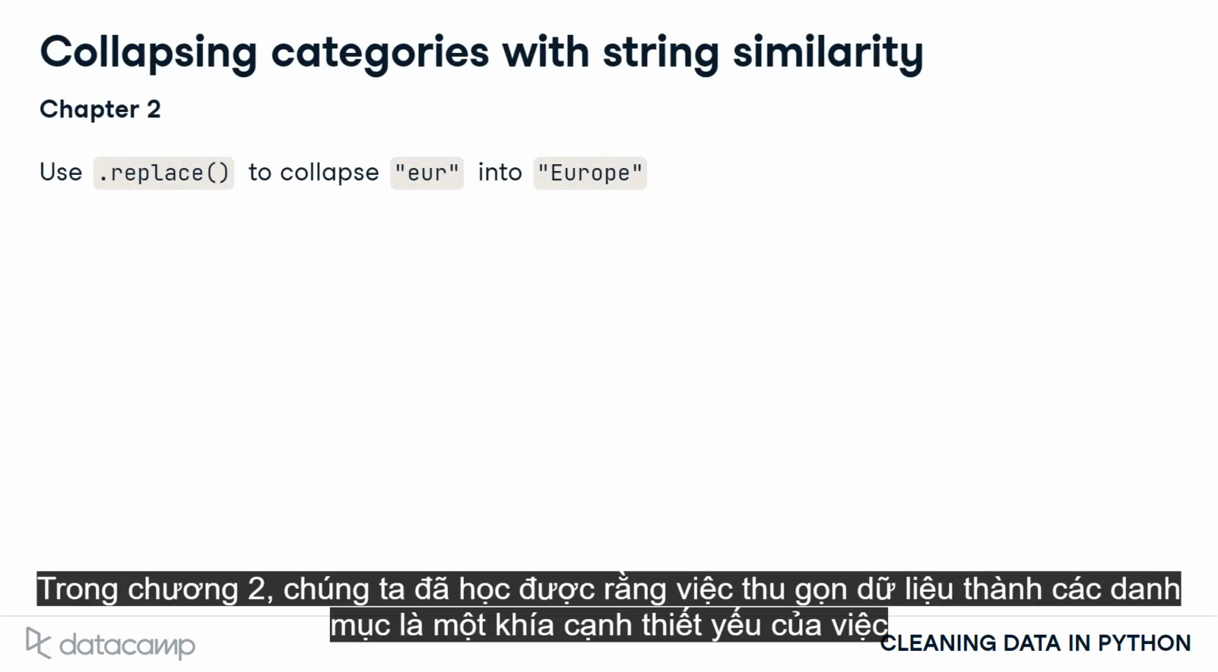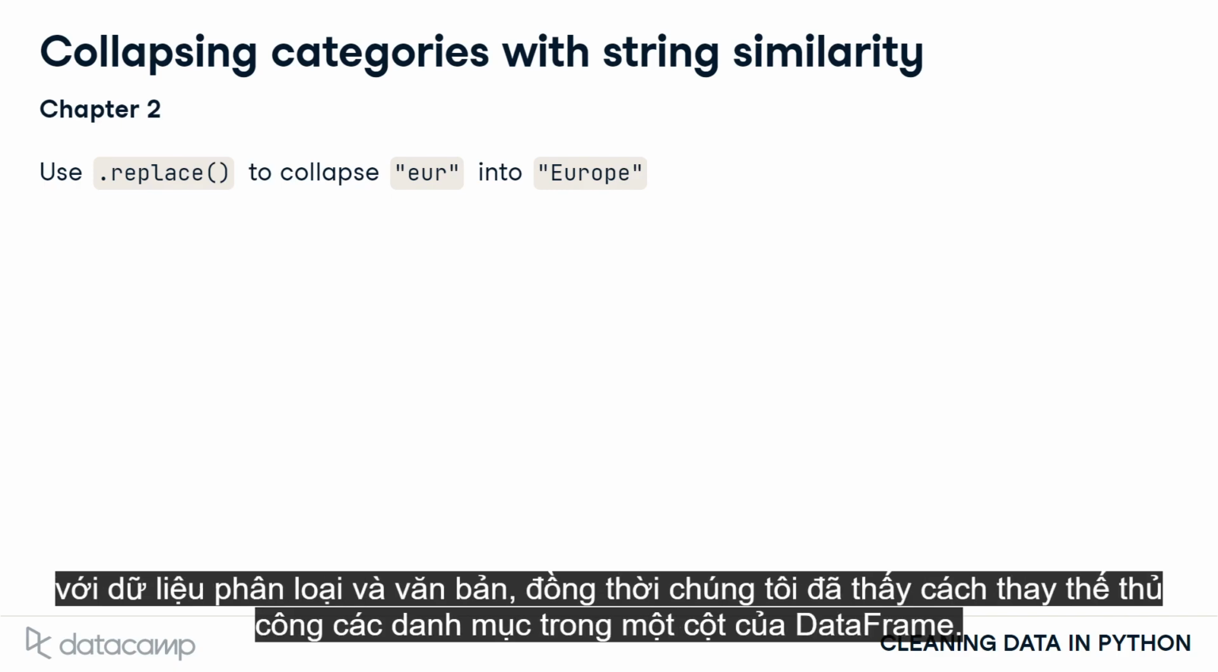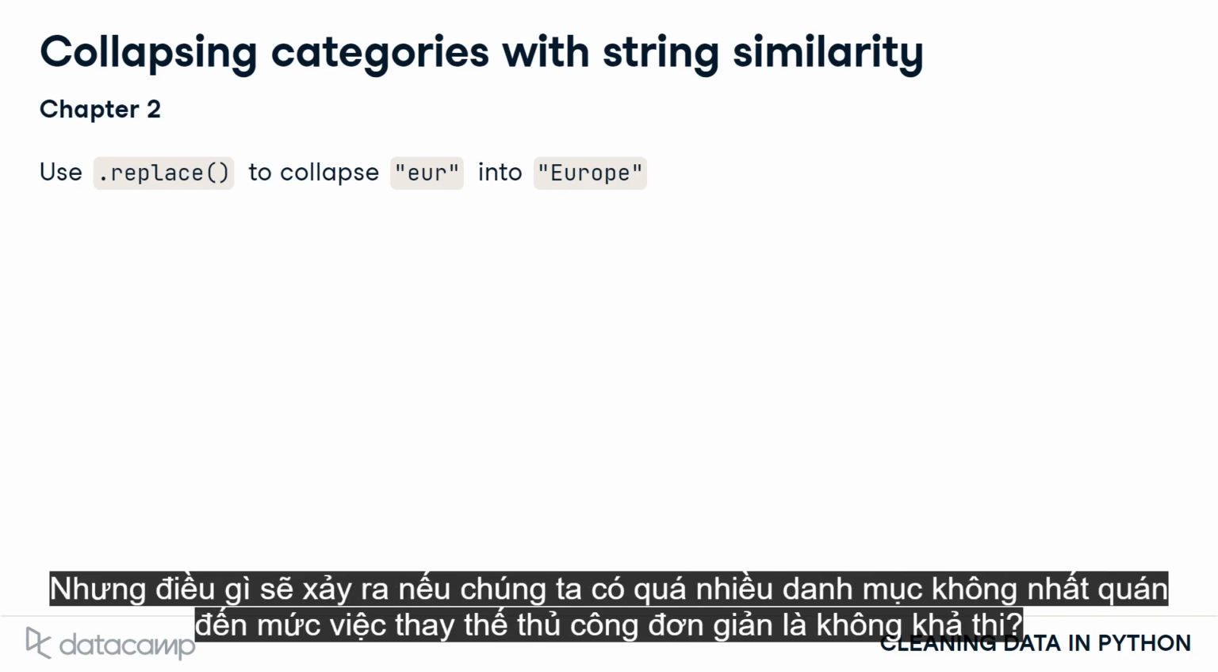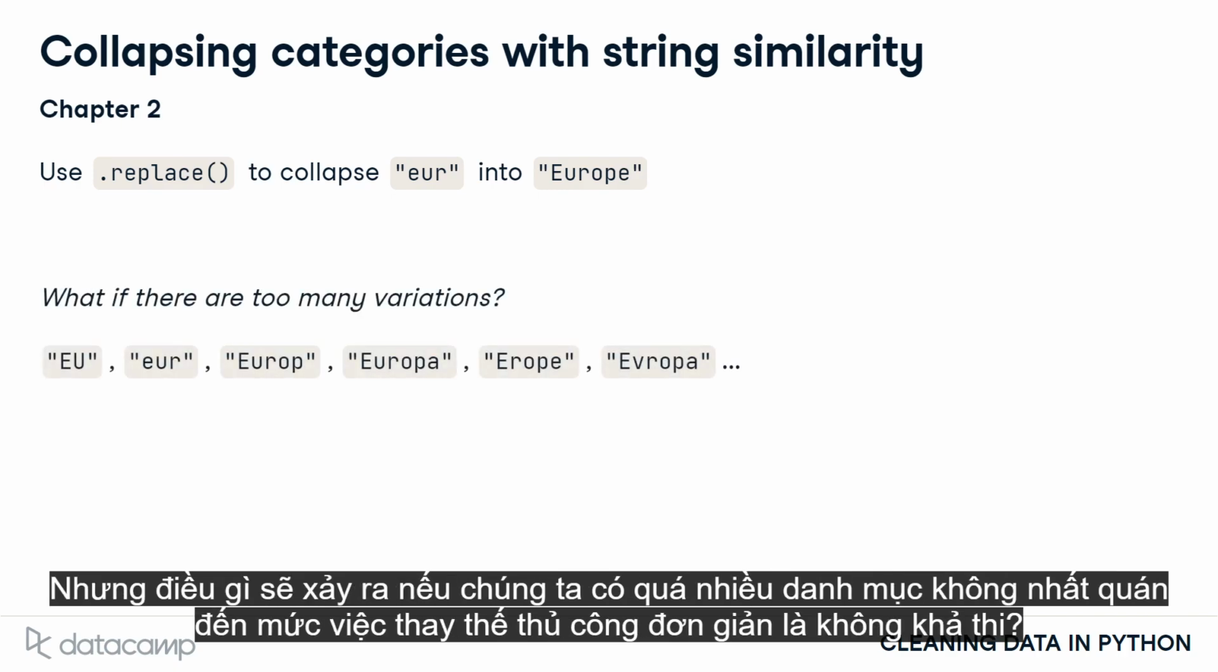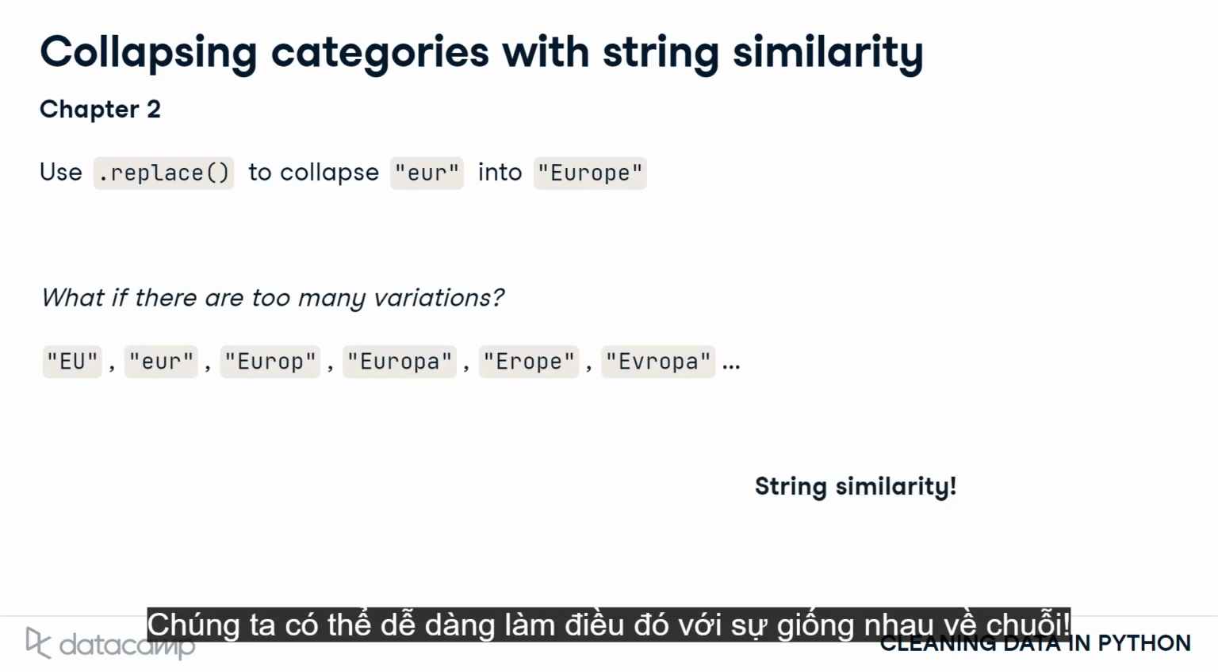In Chapter 2, we learned that collapsing data into categories is an essential aspect of working with categorical and text data, and we saw how to manually replace categories in a column of a data frame. But what if we had so many inconsistent categories that a manual replacement is simply not feasible? We can easily do that with string similarity.